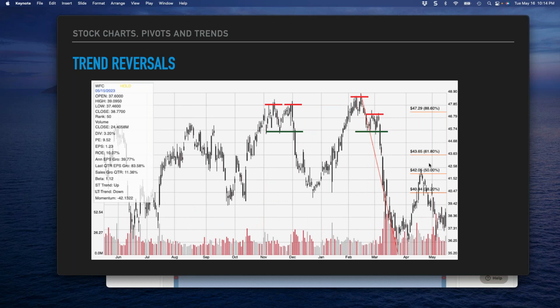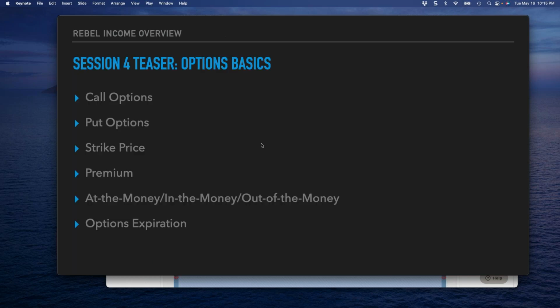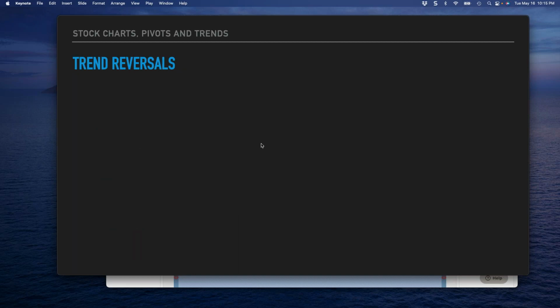We can do the same kind of analysis on the bearish side. I've gone back to WFC to try to identify a couple of different points where the stock's bullish trend reversed. So, change my pen color again. In November, we can see that, excuse me.